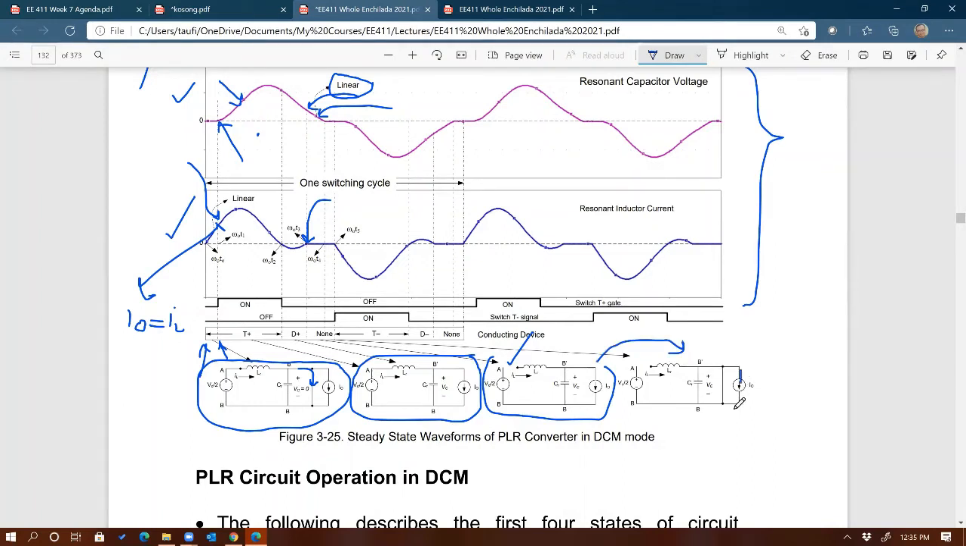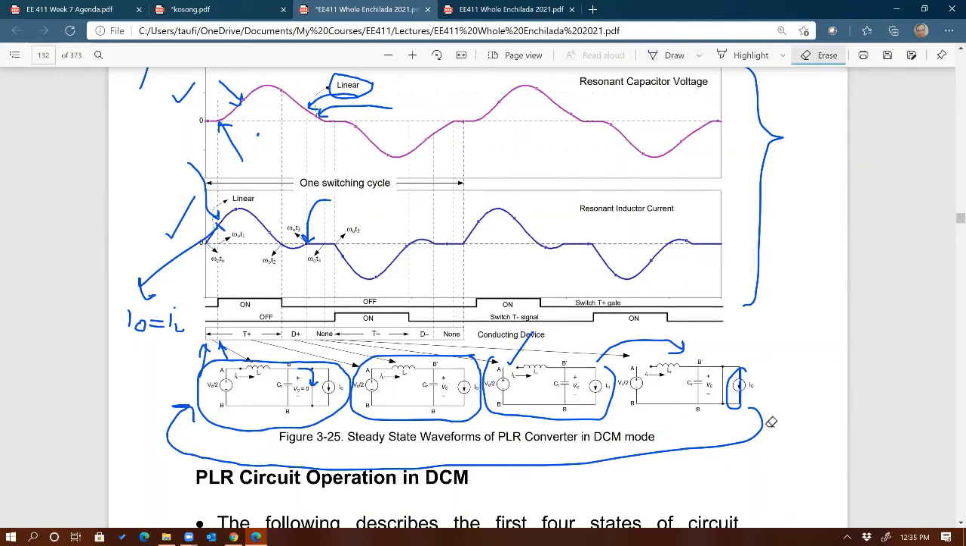Now the output current flows through the rectifier diodes, and it keeps freewheeling through these diodes until when? Until we turn on T plus again. So the cycle continues, or returns. All right, any questions on this?